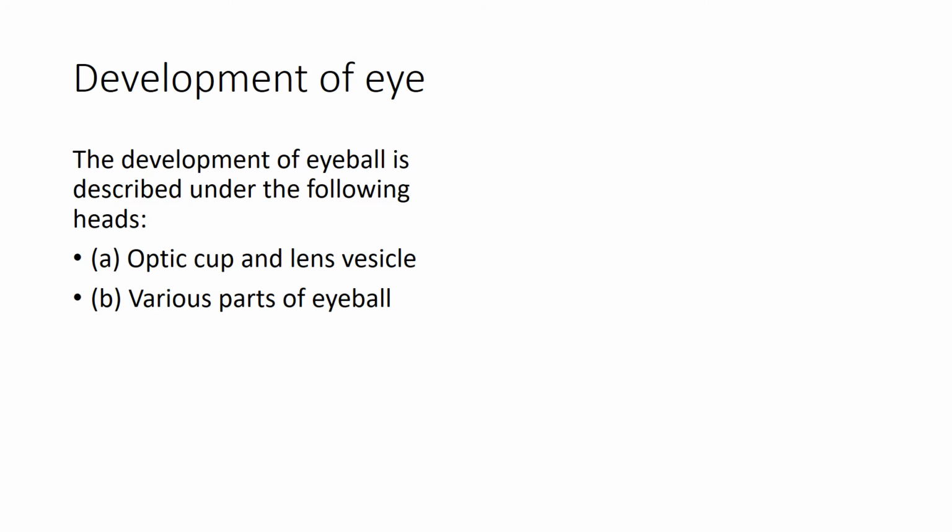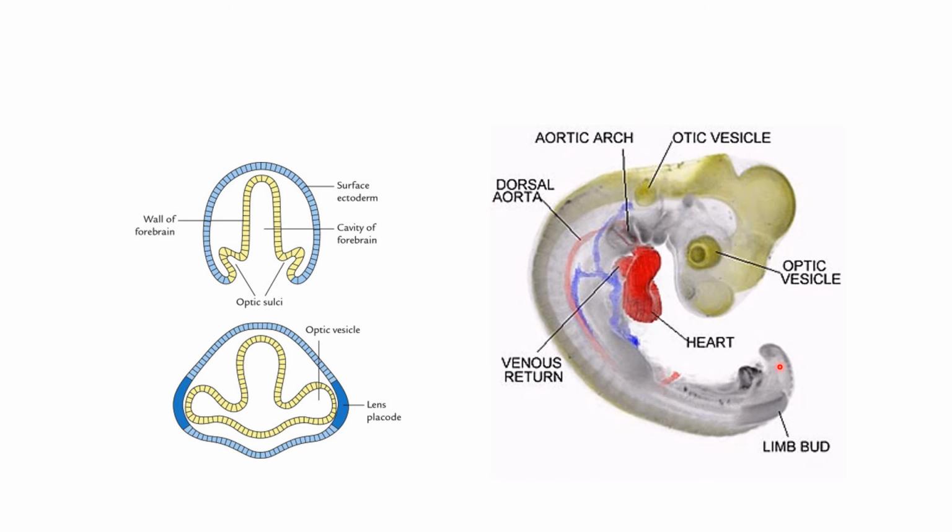Now let us study the development of the eye. We will describe the development of the eye under the following headings: development of optic cup and lens vesicle, and development of various parts of the eyeball. Please correlate this diagram with this. While the embryo is developing, this light green color here is nothing but the neural tube. You can see the optic vesicle that has developed as an evagination from the developing neural tube.